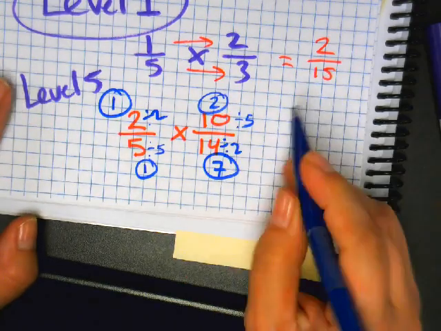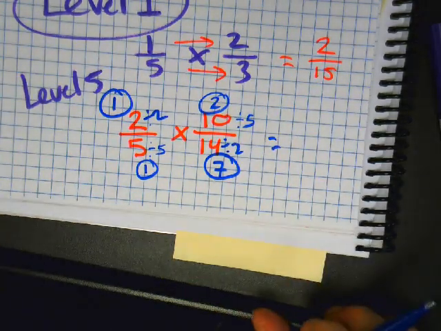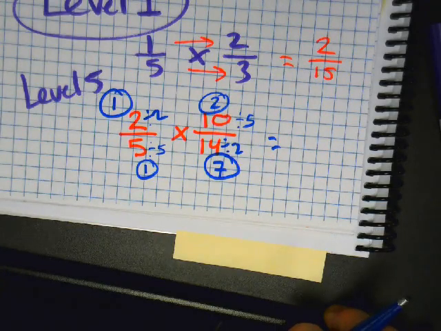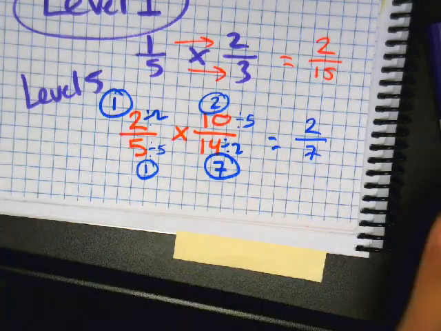I like to circle my new number that I'm using. No longer using the other numbers, but my new numbers that I circled. All right, what's my final answer? 2 over 7. And you're done.